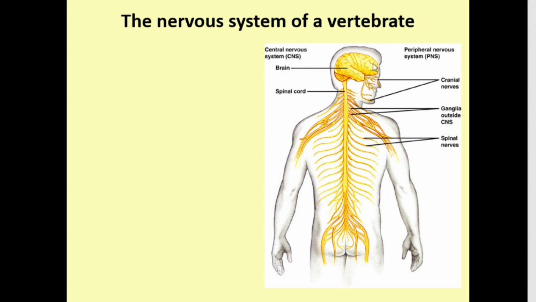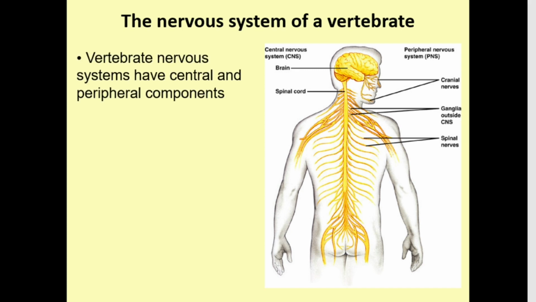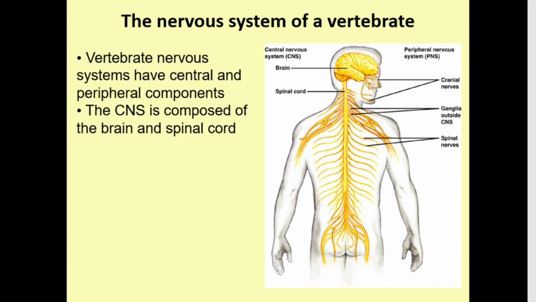So when we look specifically at the nervous system of vertebrates, as you'd probably imagine, we see quite a complex system. And that's because we live very complex lives. Particularly, obviously, we can see here an example of the human nervous system. Well, it's about as complex as you can get, really. So vertebrate nervous systems, we separate into two main components, central and peripheral.